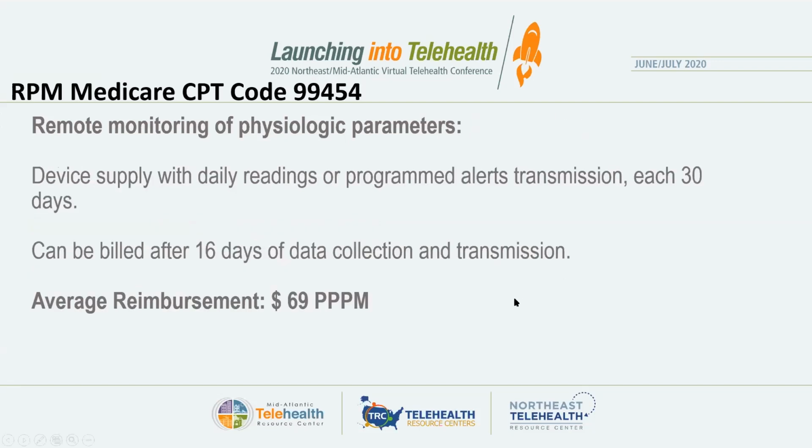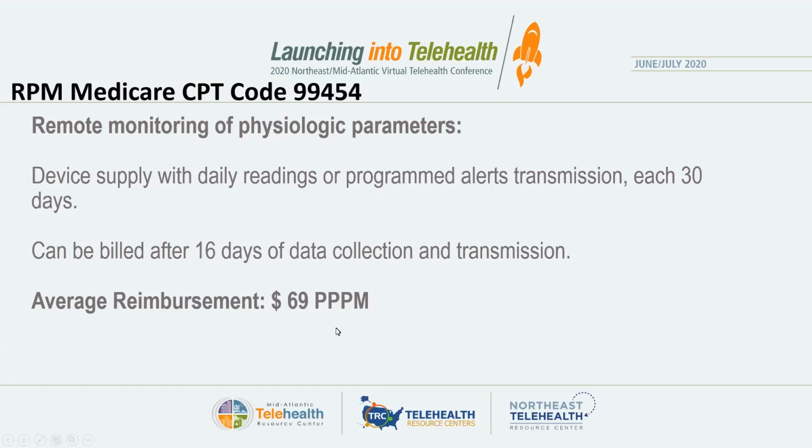Okay, CPT code 99454. This is the actual device supply, and the patient has to transmit 16 days of data in order to bill 99454. And so let's say you install the patient on the 15th of the month, and from the 15th of July to August the 14th, that patient has to transmit 16 days of data. Once they have done that, then the provider can bill. The average reimbursement nationally is $69 per patient per month.